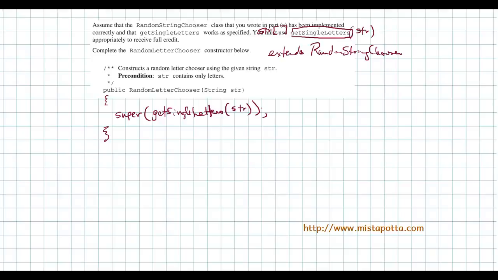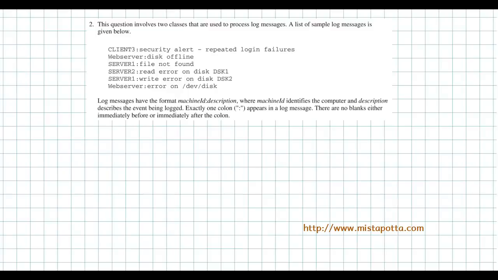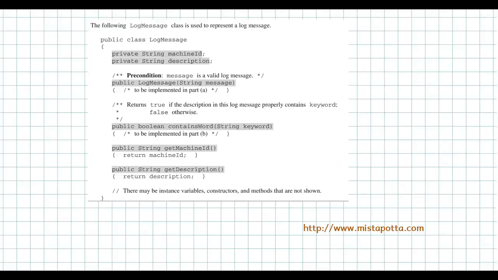All right, so that's question number one. On question two, it says this question involves two classes that are used to process log messages. A list of sample log messages is given below. Notice that all of my log messages are going to have some machine followed by a colon and then some error message. And we're going to have to break this up when it comes to our class here. Notice that we're going to have to write a constructor that, given a message, is going to fill in this machine ID and the description.